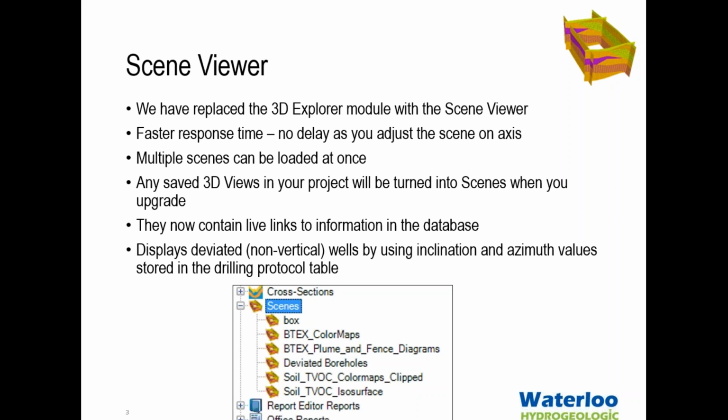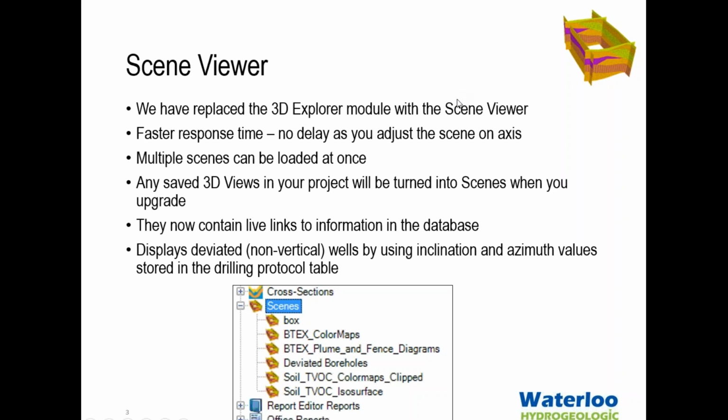Also, the Scene Viewer is able to display deviated or non-vertical wells. It does this by using the inclination and the azimuth values that are stored in the drilling protocol table. So it will automatically show deviated or angled boreholes. There's a number of different words used to describe it. Essentially anything that's off of the non-vertical. We need both the inclination and the azimuth values in the drilling protocol table in order to be able to show that.